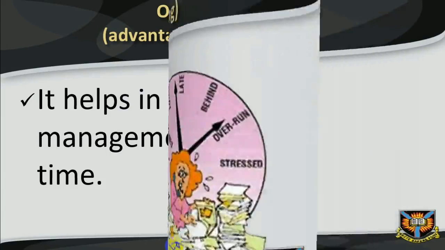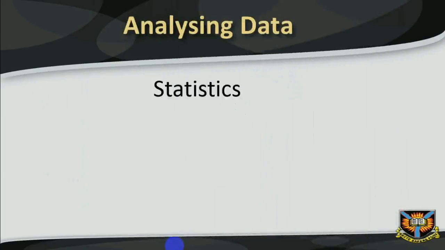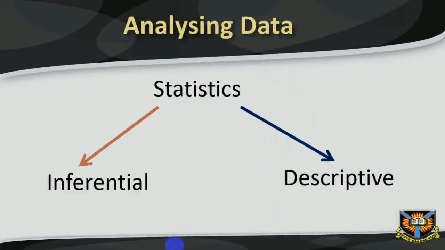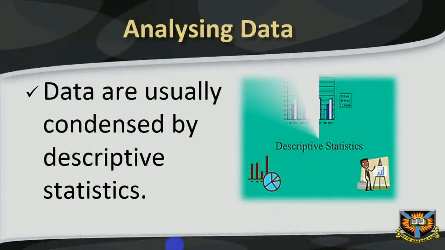Analyzing data. The immediate result of an experiment is a large series of numbers that represent behavior under different conditions. Understanding some elementary principles about statistics is crucial to the conduct of psychological research. There are two branches of statistics: descriptive and inferential. Data are usually condensed by descriptive statistics.